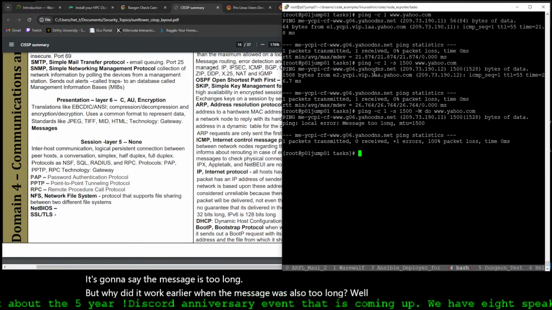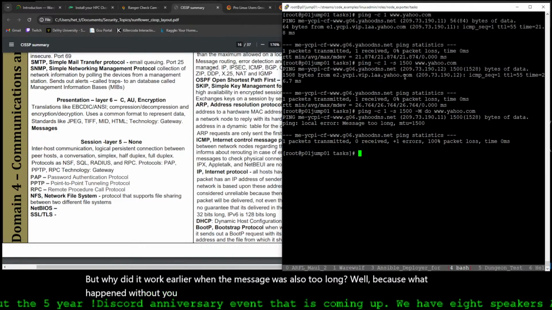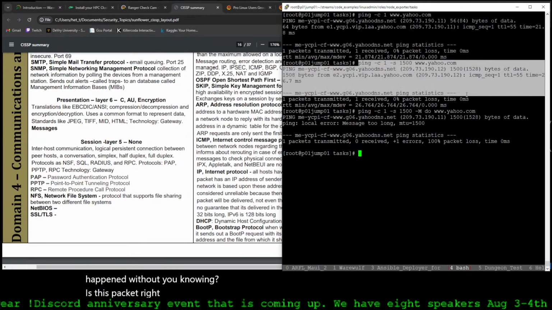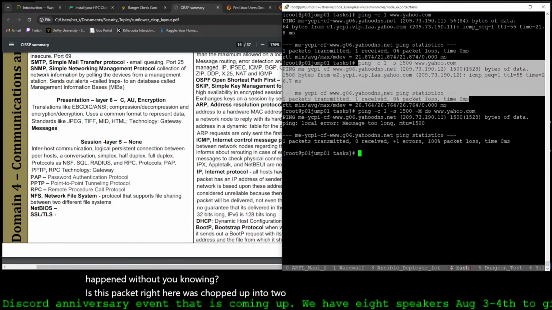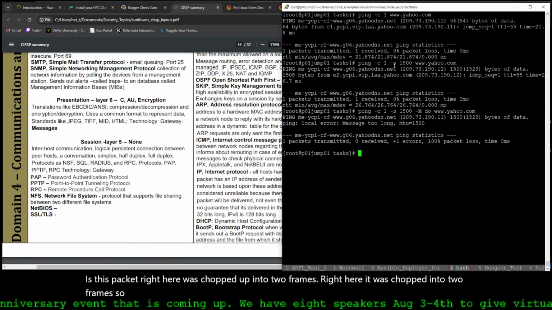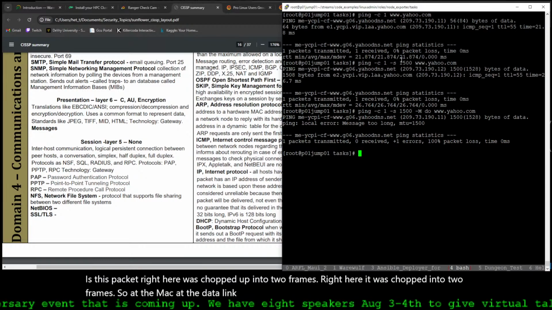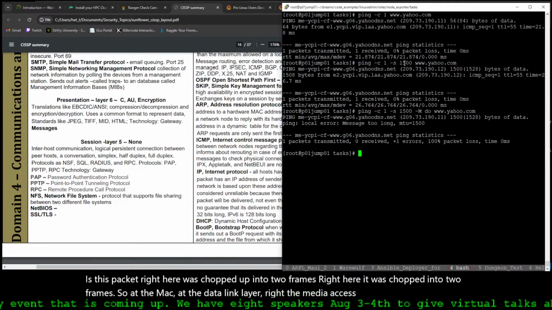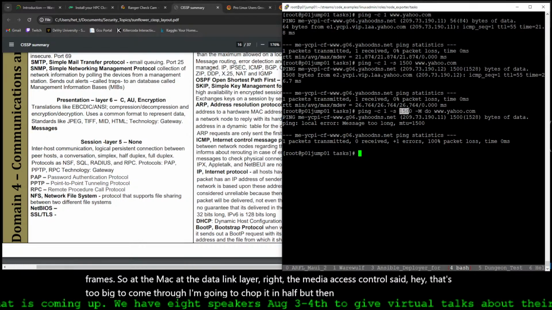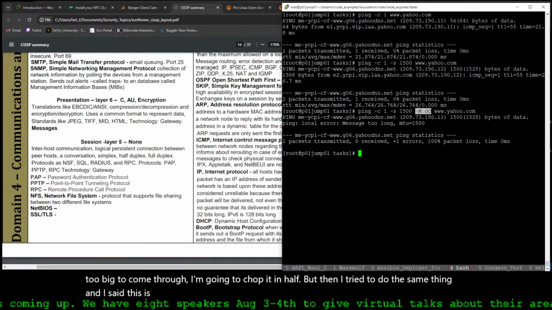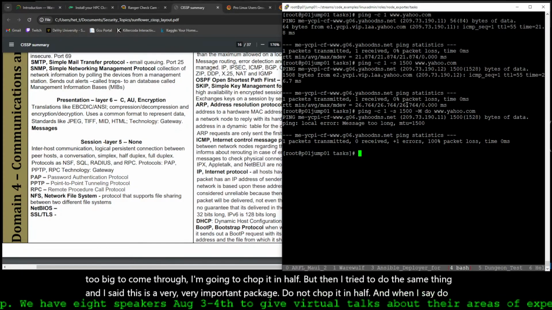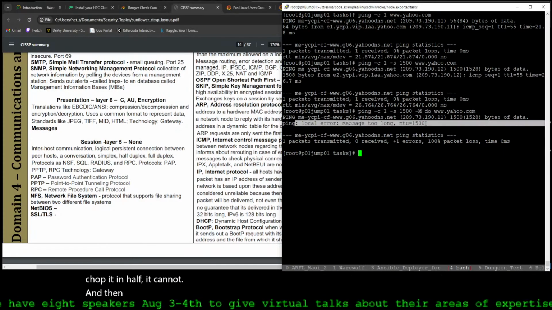Well, because what happened, without you knowing, is this packet right here was chopped up into 2 frames. So at the MAC, at the data link layer, the media access control said, hey, that's too big to come through. I'm going to chop it in half. But then I tried to do the same thing, and I said, this is a very, very important packet. Do not chop it in half. And when I say do not chop it in half, it cannot. And then now we've got a problem.